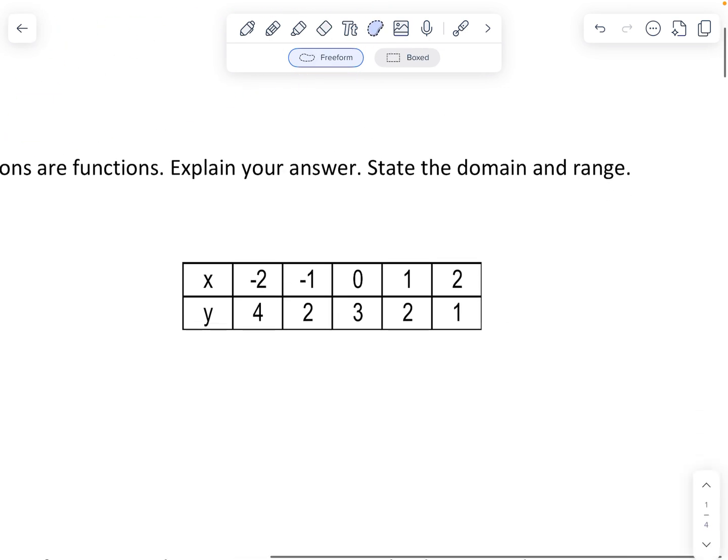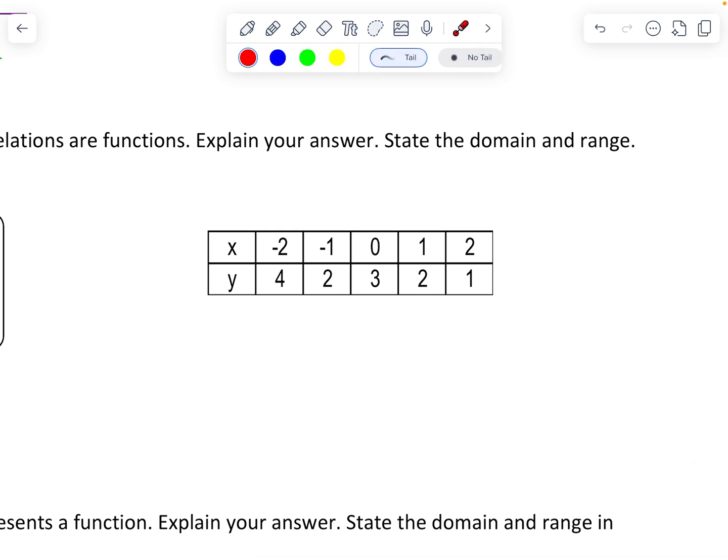Over here, this is a function because there's no input that has more than one output. So every single input has exactly one output, and that's what's going on here. So negative 2 only goes to 4. There's no other negative 2 value that has a different y value than 4. And again, our domain is just a list of all the x values. Negative 2, negative 1, 0, 1, 2. And we use the squiggly brackets as opposed to interval notation because there are no numbers between negative 2 and negative 1, for example, that are used.